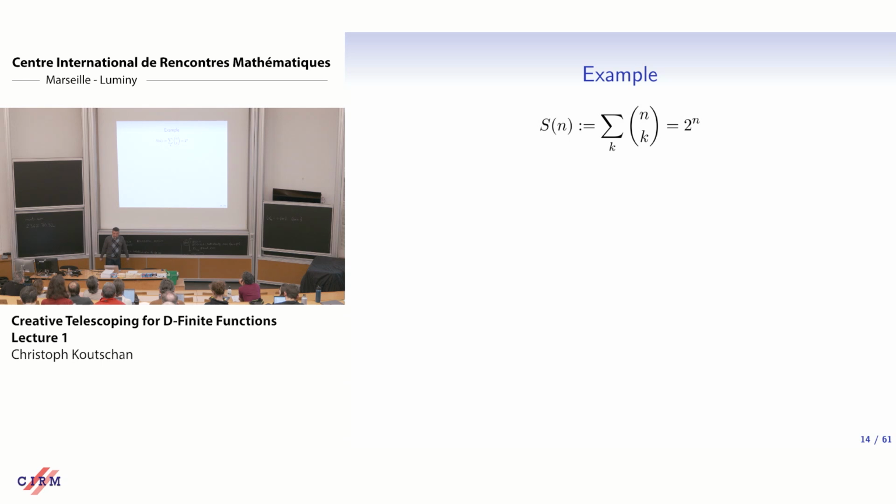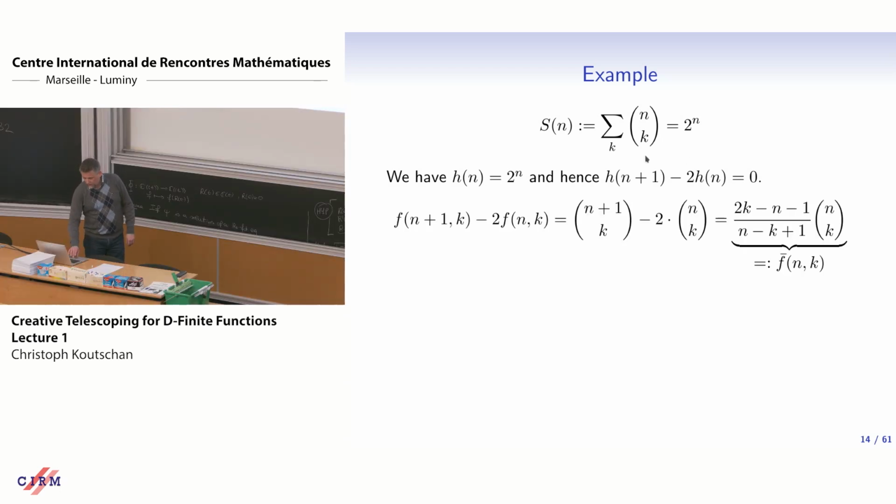Let's look at an example. Let's now do this example that before we were not able to do. So now we want to do this one. So that means first we have to write down the difference equation for h. That here is very simple. H is 2 to the n. So we have h of n plus 1 minus 2 times h of n equals 0. We now plug f into this equation. So we have here the binomial coefficient, n shifted by 1, minus 2 times the binomial coefficient, and okay, we do some simplification. And now we feed this into Gosper's algorithm.